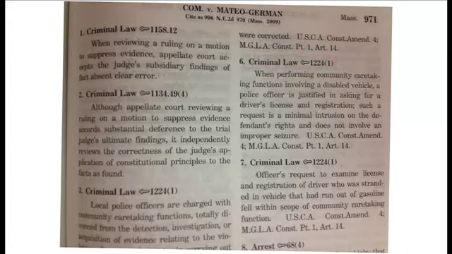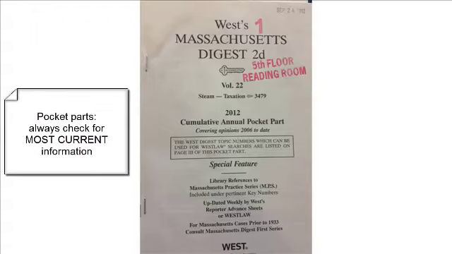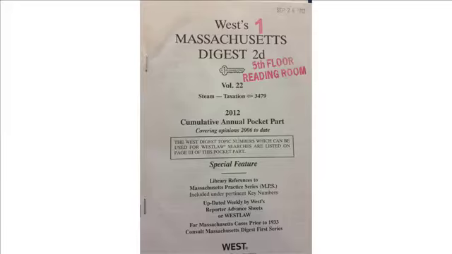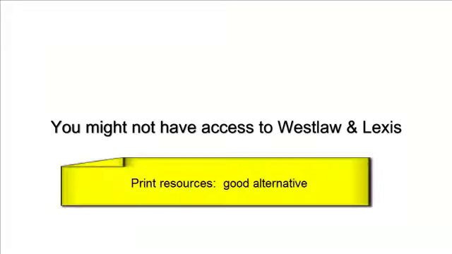When you're using paper resources, always check pocket parts to make sure you have the most current information. Like with statutes, currency is one of the greatest advantages of online research. Databases can be updated almost immediately as soon as changes happen. But again, remember, you might not have access to Westlaw and Lexis after you graduate or at internships and clerkships. So in those situations, using paper resources to find and read cases is a good alternative.